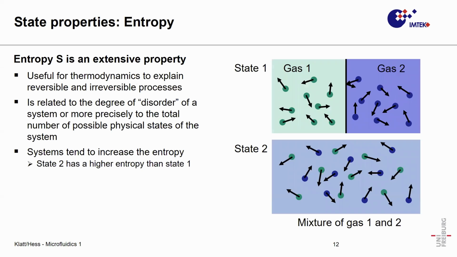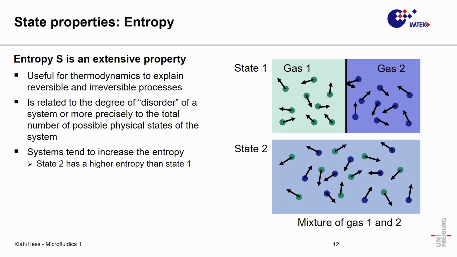And the last state property we are going to discuss is the entropy, which is quite useful. I think most of you should have heard of this state property. It's often used in thermodynamics, and it's very useful to explain reversible and irreversible processes in thermodynamics. And it is related to the degree of disorder of a system, or more precisely to the total number of possible physical states of the system.